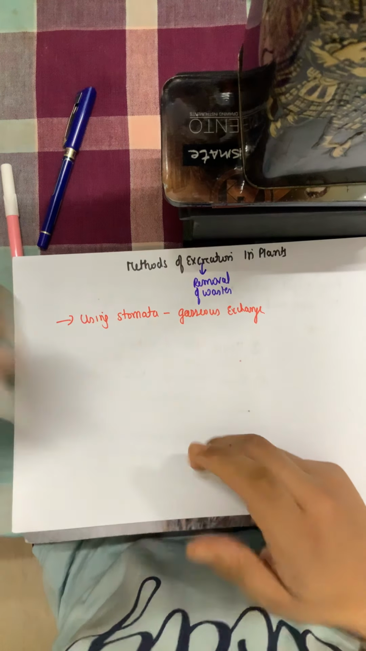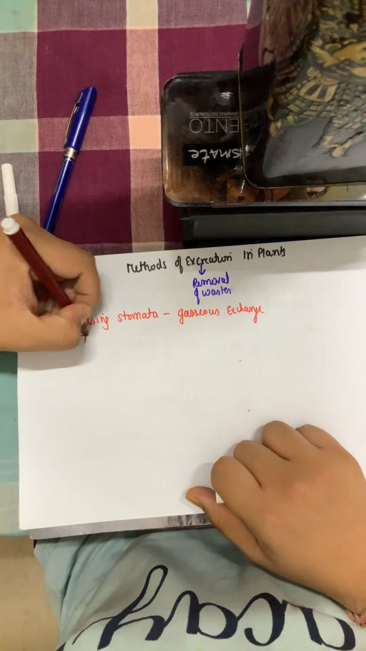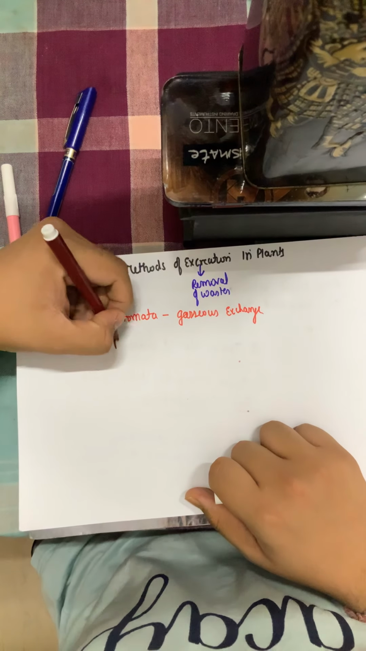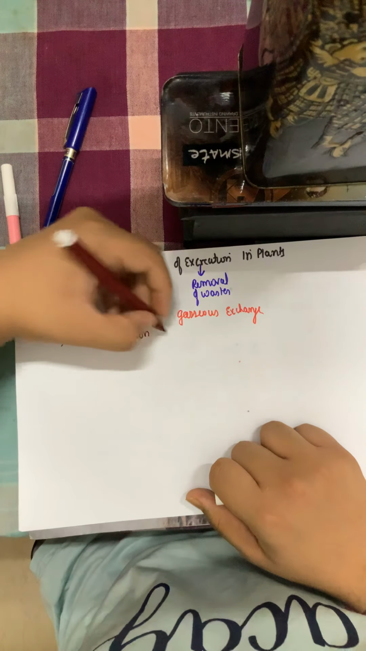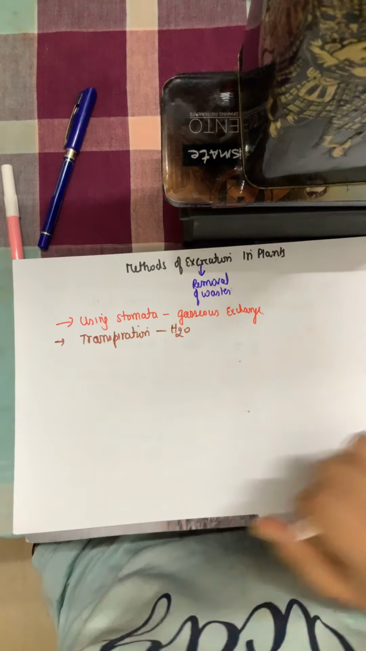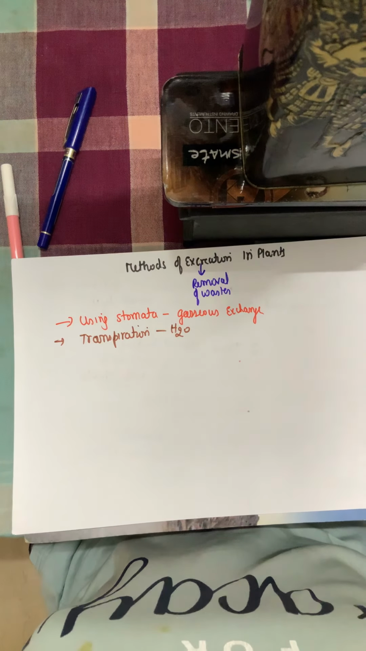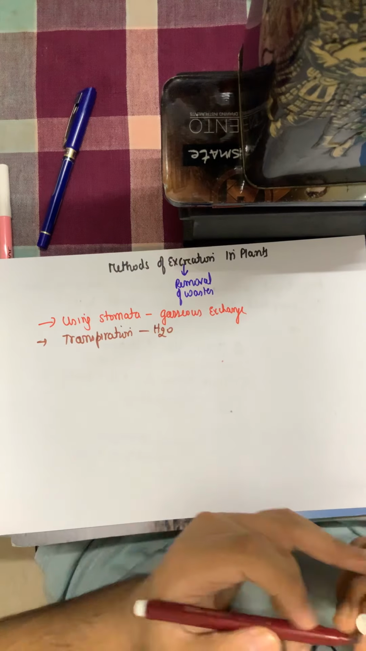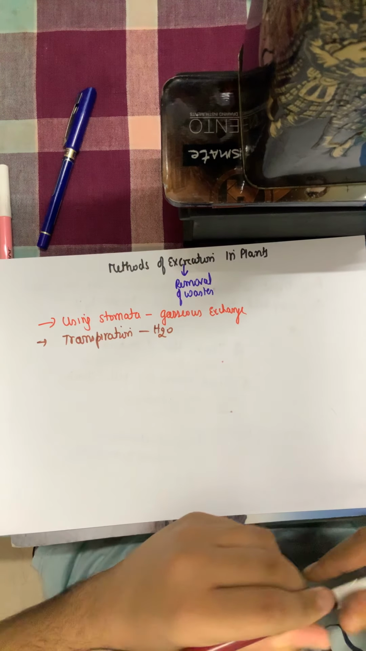Second, transpiration. Again a function of stomata. Transpiration is the loss of water by aerial parts of the plant. And using transpiration, the plants lose the excess water. What is urination in humans is transpiration in plants.